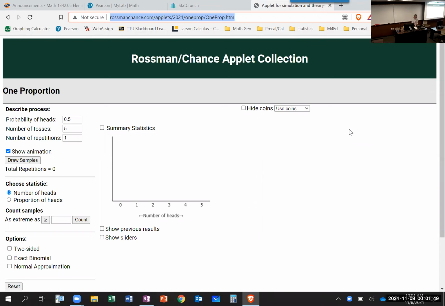Okay. Now, I want everybody to come over here and change this probability of heads. This is actually about the probability of your parameter. What's the probability of getting scissors again? For the population parameter, what was P? Okay, so we have to put this in as a decimal, so we're going to put 0.333.